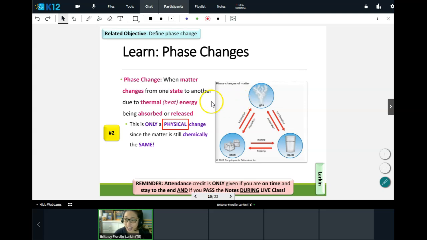Now remember again that these processes are only physical changes. They are not chemical changes because chemically the substance is still chemically the same. For example, tell me again in the chat box, solid, liquid, and gaseous water are all still what? Chemically, what is their formula? What is the chemical formula for water, whether it's a solid, liquid, or a gas?